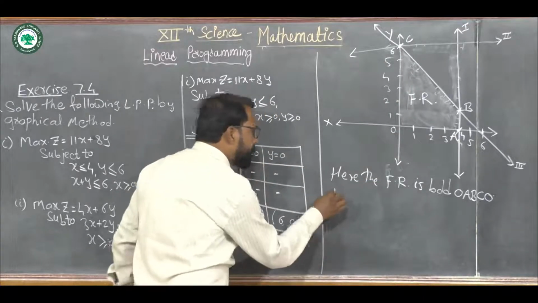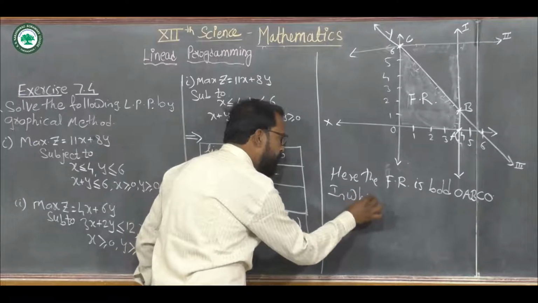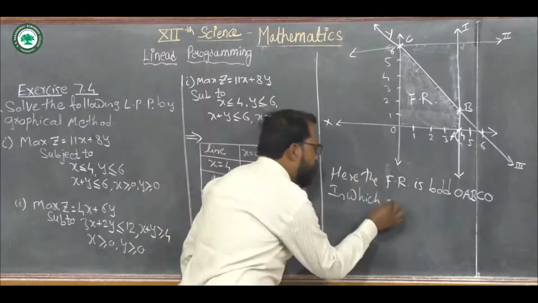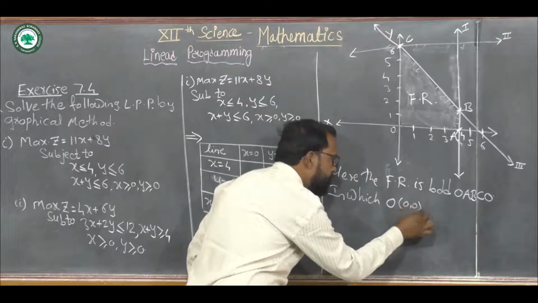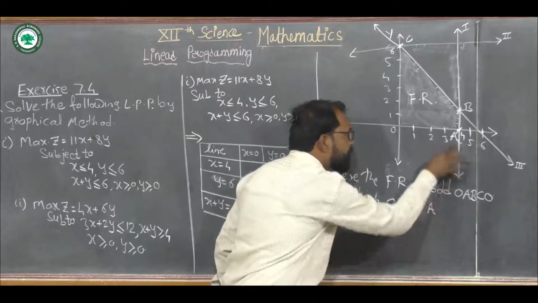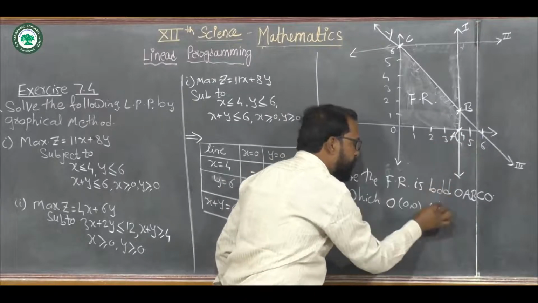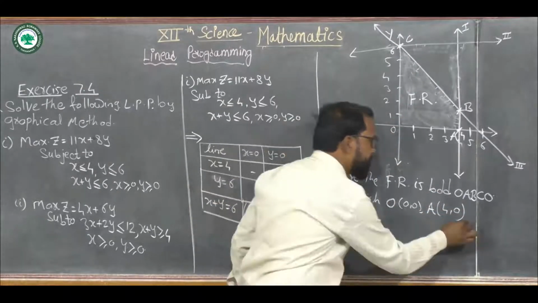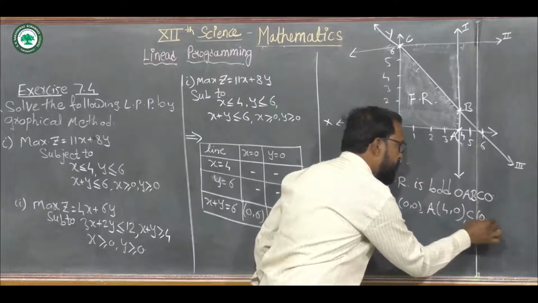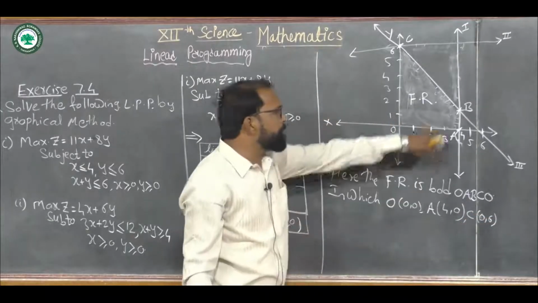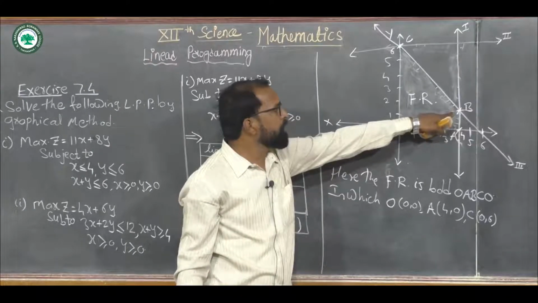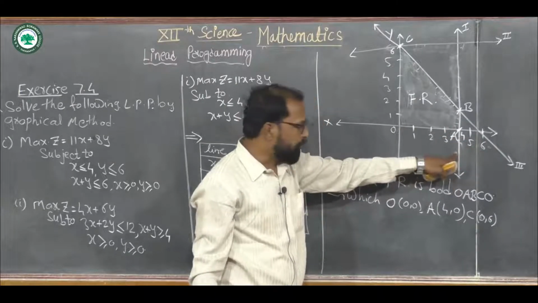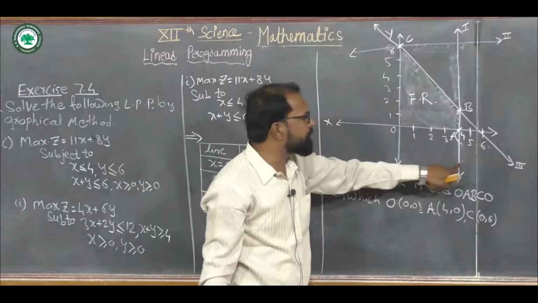Now write the coordinates which are known directly. O is 0, 0. Then A is a point on the x-axis, that is 4, 0. And C is 0, 6. Now the remaining point B is the intersection of the first and third line.